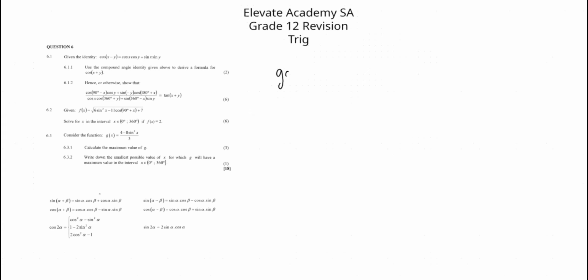So let's write this down. g of x is equal to (4 minus 8 sine squared x) over 3. The first thing we're going to do is look at this, and we don't really know what to do here because this doesn't look much like a function that we can recognize. So we're going to do the only thing that we can do here, and that's factorize. We can take out 4 as a common factor in the numerator: 4 times (1 minus 2 sine squared x).